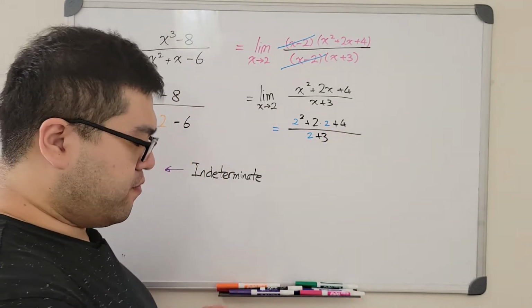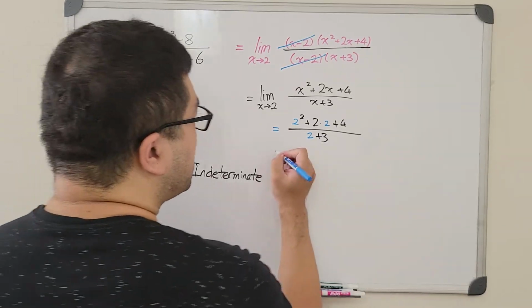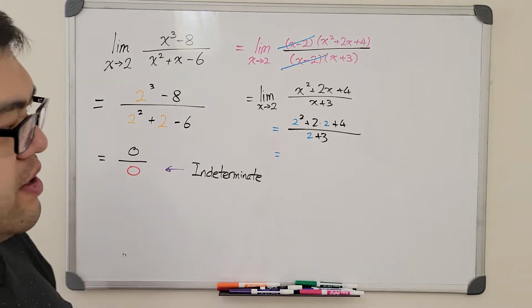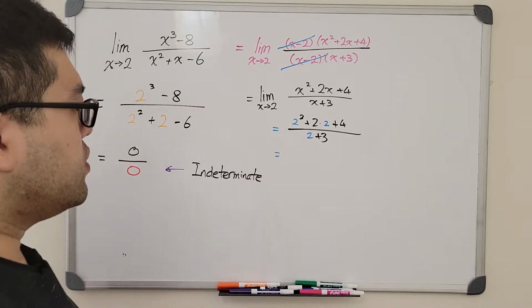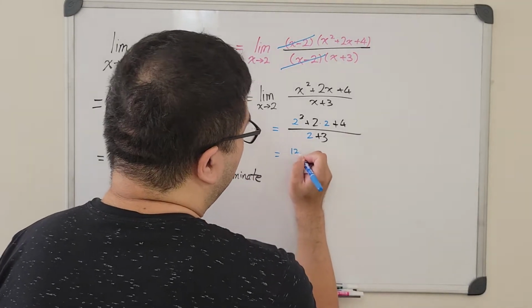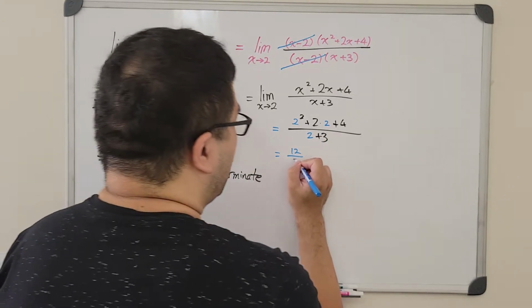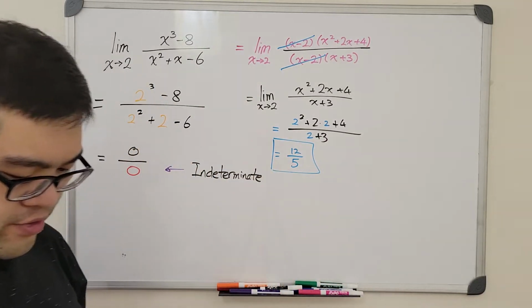And now we can finally finish our calculation. So we get 2 squared, which is 4, plus 2 times 2, which is another 4. So that's 8, plus another 4 at the end, which gives us 12 on top, divided by 2 plus 3, which is 5. And that is our correct answer. Good.